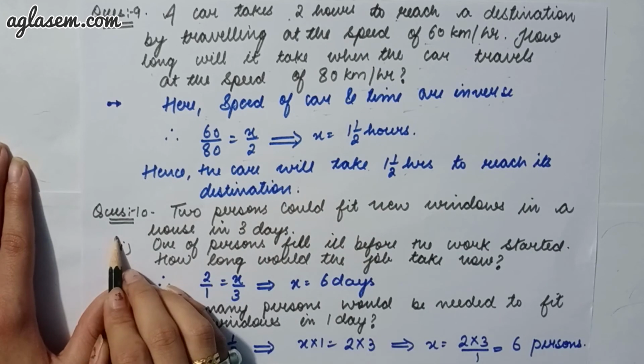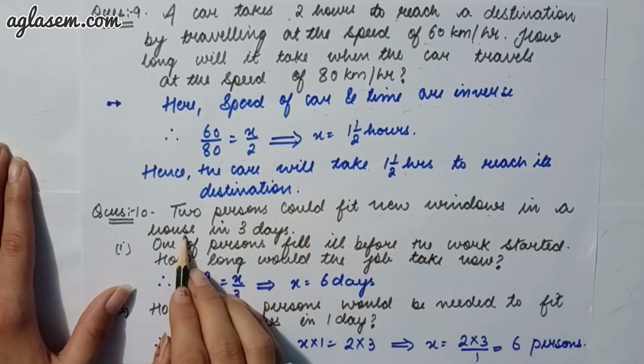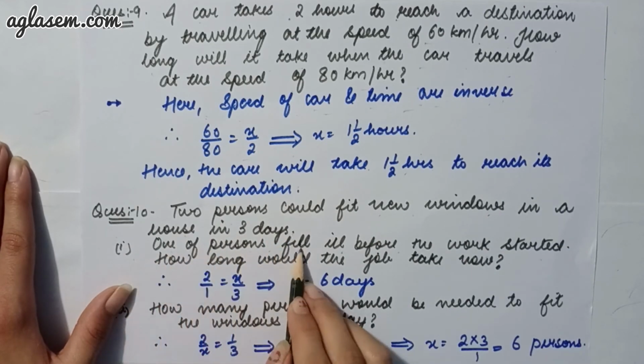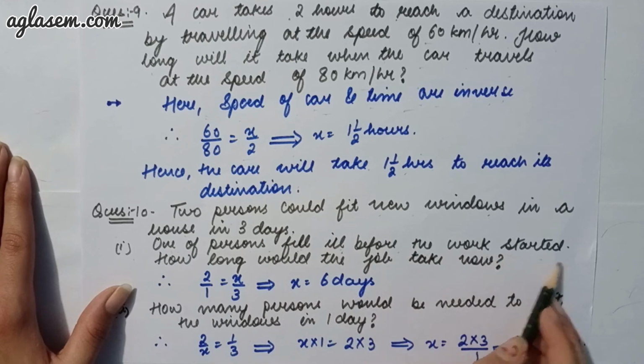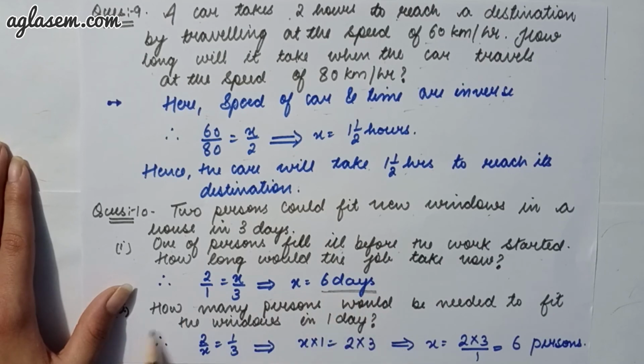Moving to our 10th question, which says 2 persons could fit new windows in a house in 3 days. Part 1 says, if one of the persons fell ill before the work started, how long would the job take now? So by making an equation, you can get 6 days. Part 2 says, how many persons would be needed to fit the windows in 1 day? That is 2 divided by x equals 1 by 3. You will get 6 persons.